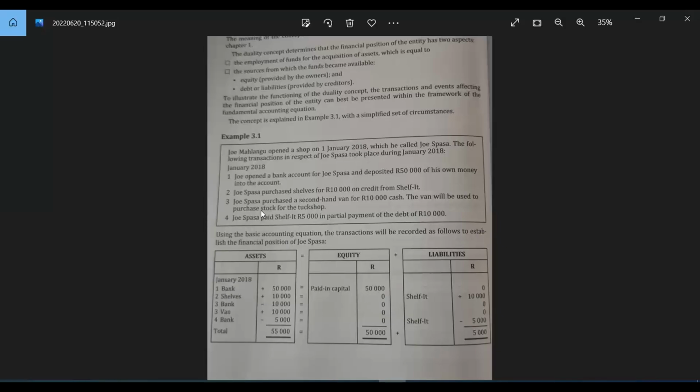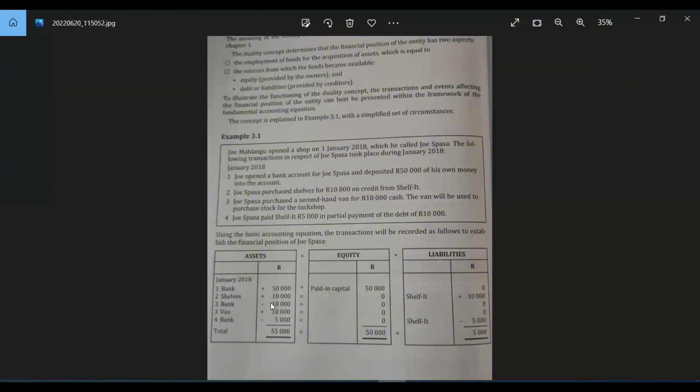Okay, and number 3, Joe Spaza purchased a second-hand van for 10,000 Rand cash. The van will be used to purchase stock for the tuck shop. So the van is used more for delivery purposes, right? So this is a long-term or non-current asset that he's purchasing. So your assets will increase by 10,000. Okay, and he purchased it for cash, which means assets are also going to be decreasing by 10,000.